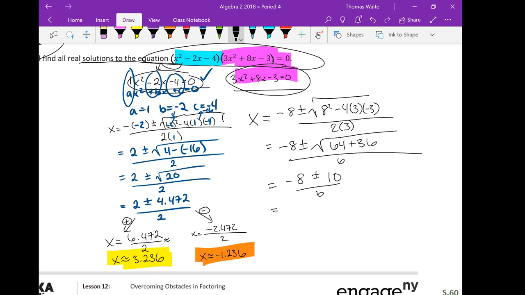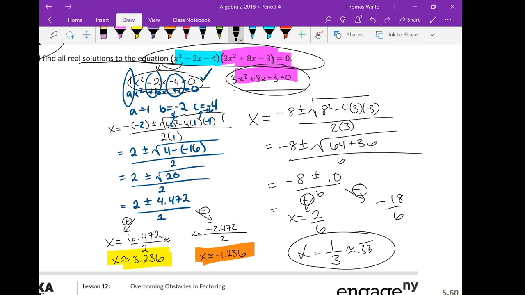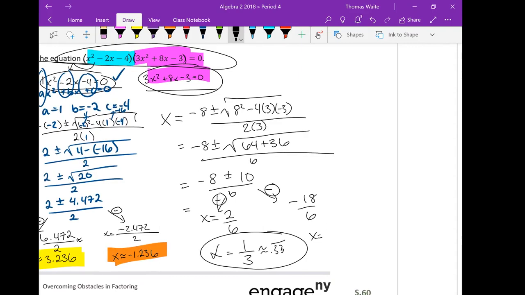So x is either, if I add those terms on top, it's going to give me 2 over 6. If I subtract them, it'll give me 8 minus 10, that's negative 18 over 6. And so x is either going to be equal to 1/3 or approximately equal to 0.33, repeating, or x is going to be equal to 18 divided by 3 is negative 3.